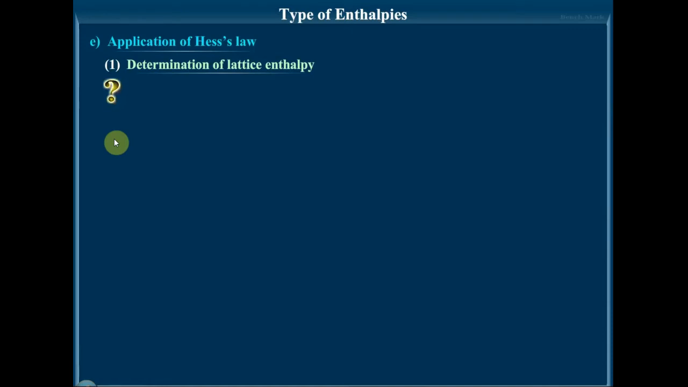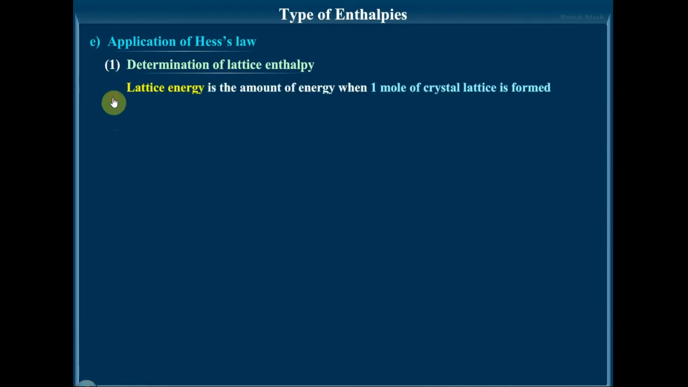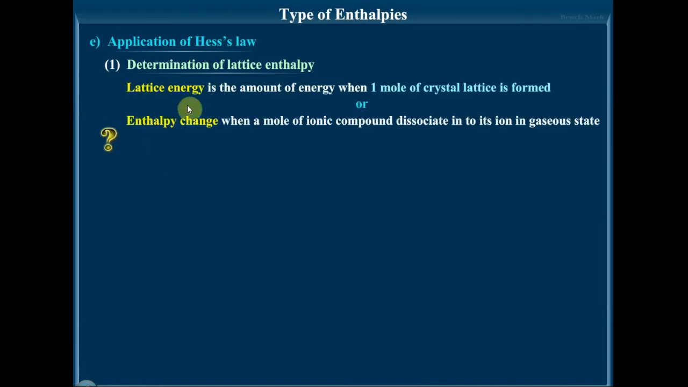And it is very difficult to calculate the lattice enthalpies of ionic solids. So it is for that reason that we are learning the first application of Hess's law, which is very important, determination of lattice enthalpy of ionic solids. So the definition, reading it once again, lattice energy is the amount of energy when 1 mole of crystal lattice is formed. That is, when Na+ and Cl- is combining to form 1 mole of NaCl.